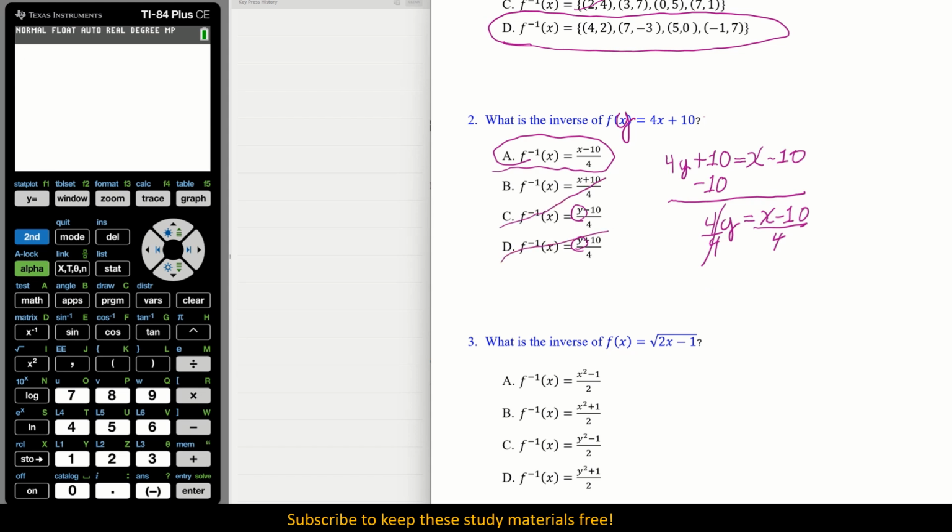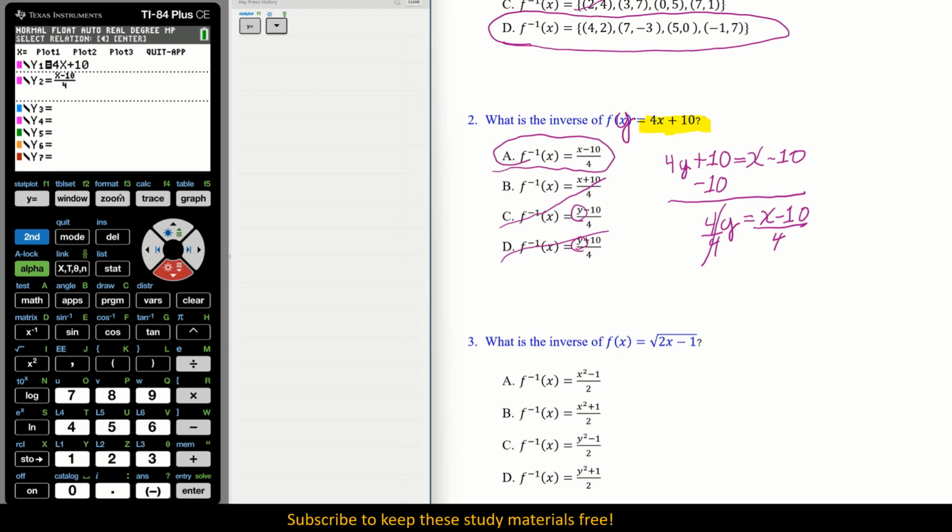Okay, but we need to double check ourselves. So let's go to y equals, and as you see, I've already entered the original. The original function is in y1. Then the inverse is in y2. But I need you to notice that y2 is turned off. I don't want it yet.